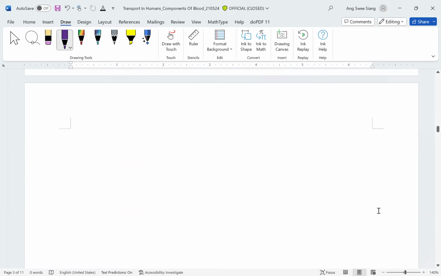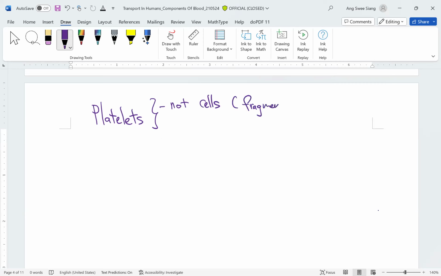Now, when we look at platelets, the first thing that you need to remember is platelets are not cells. They are fragments. To put it in a very simple way, they are just fragments of cells. But sometimes when you read some other guidebook, they may give them a name that ends with the word cytes.